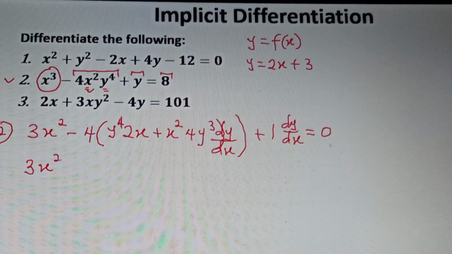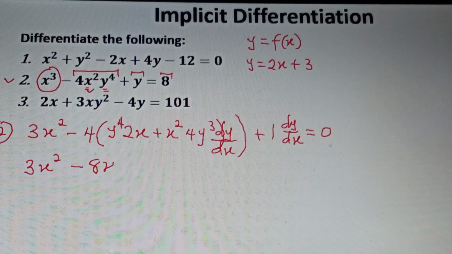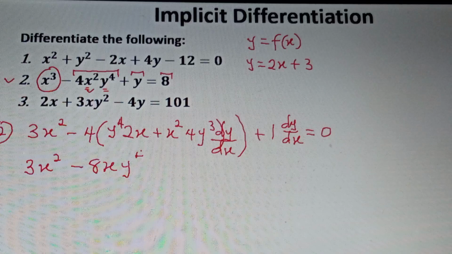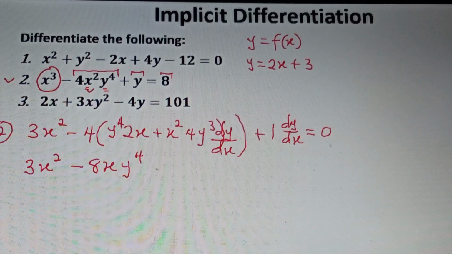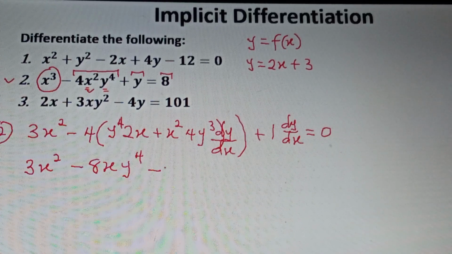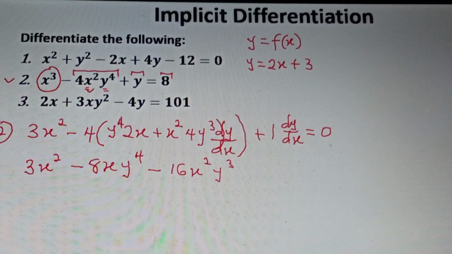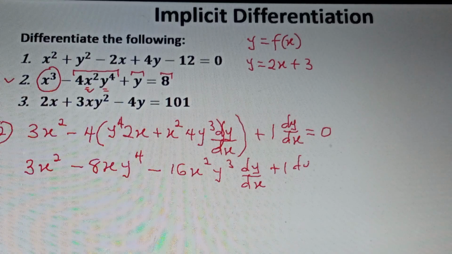Let's simplify. We'll open up the bracket. 4 will multiply 2, give us 8. And then it's better to write x before y. So we say 8x y to the power of 4. And then minus will multiply plus, give us minus. And then 4 will multiply 4, give us 16. Then we'll say x to the power of 2, y to the power of 3. Then remember that there's the dy over dx there. Then we say plus 1, dy over dx, equal to 0.